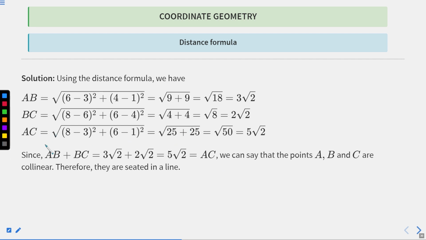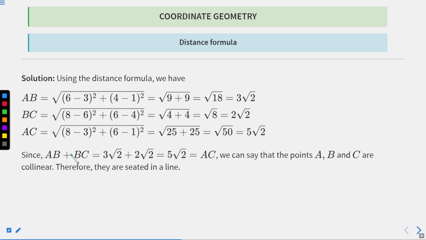And the distance AC is equal to the square root of (8 minus 3) whole square plus (6 minus 1) whole square, since the coordinates of A are (3, 1) and the coordinates of C are (8, 6). So AC is equal to the square root of 25 plus 25, which is the square root of 50, and this is equal to 5 times root 2.